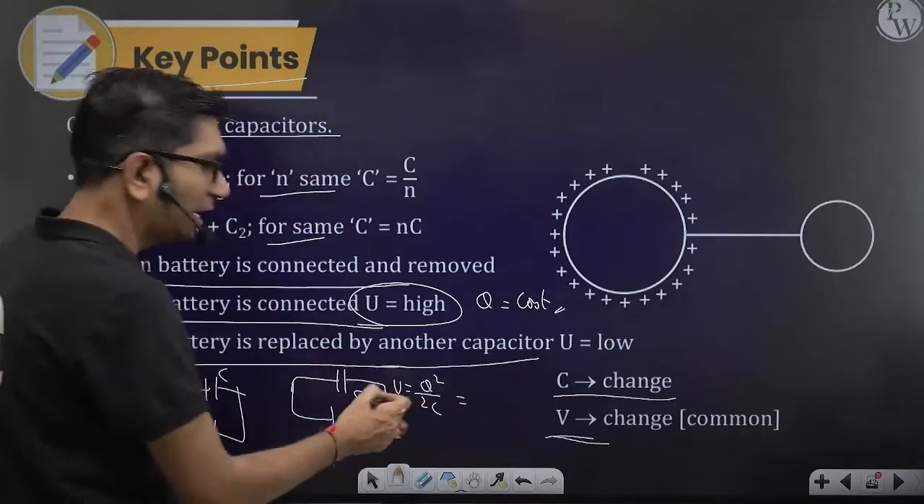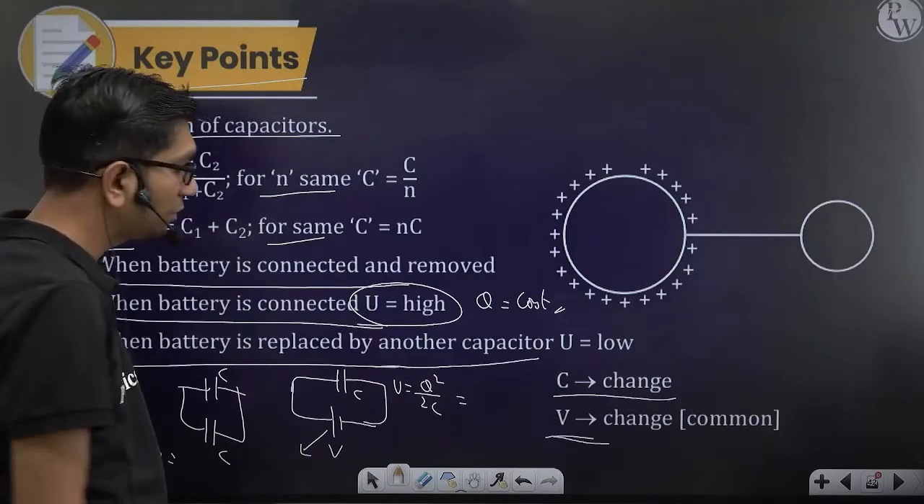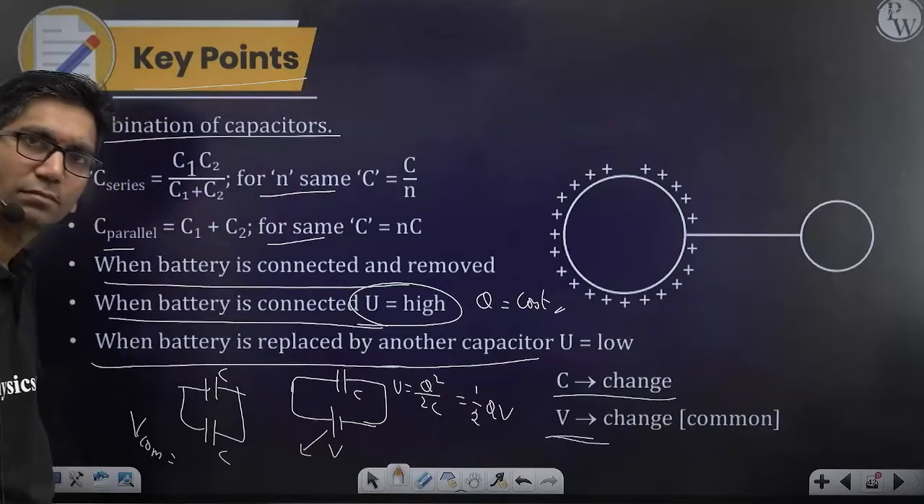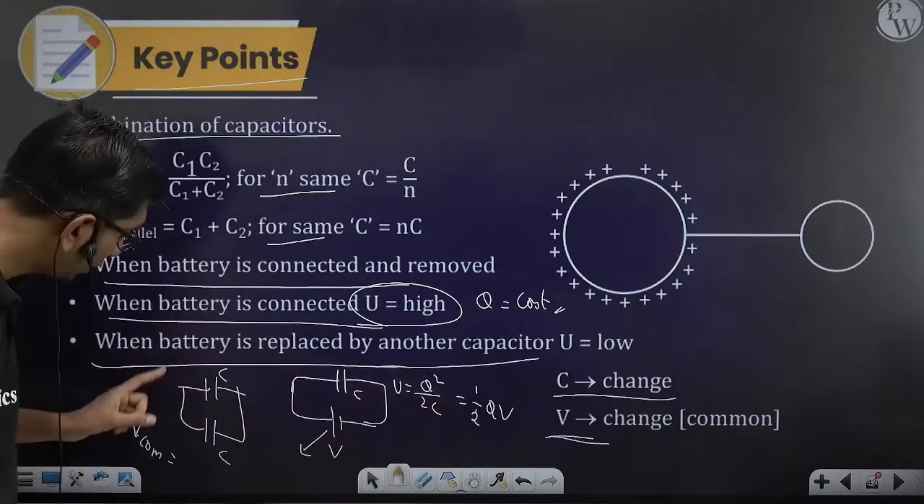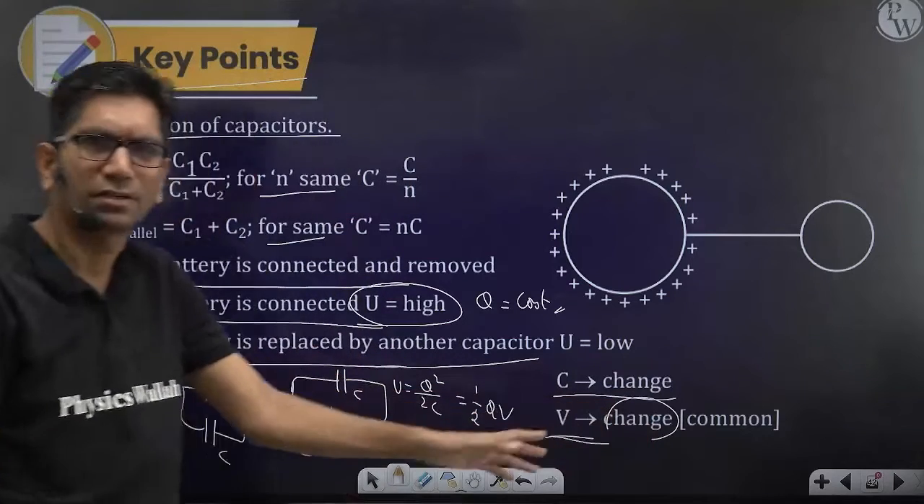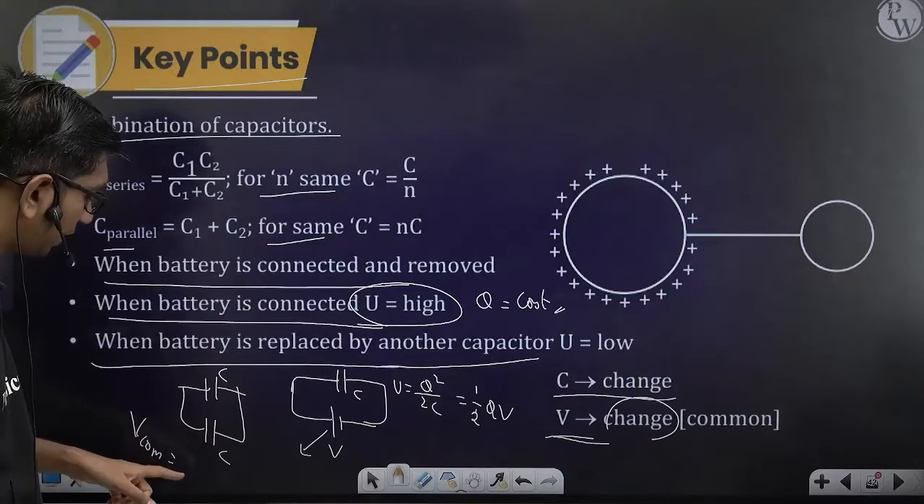So here for the potential energy, one more formula you have. Which one? Half into Q into V. Half into Q into V, correct? Yes or no? Here you have a potential V. Here you will get the common potential V. That's why I have written a change. That's it. Is it clear, beta? So common potential you will be getting.